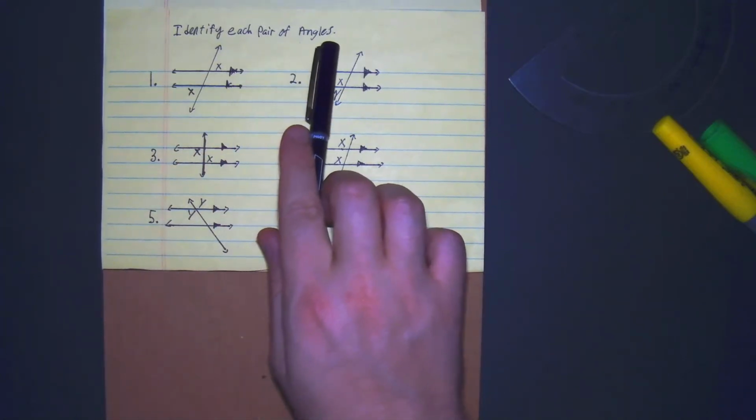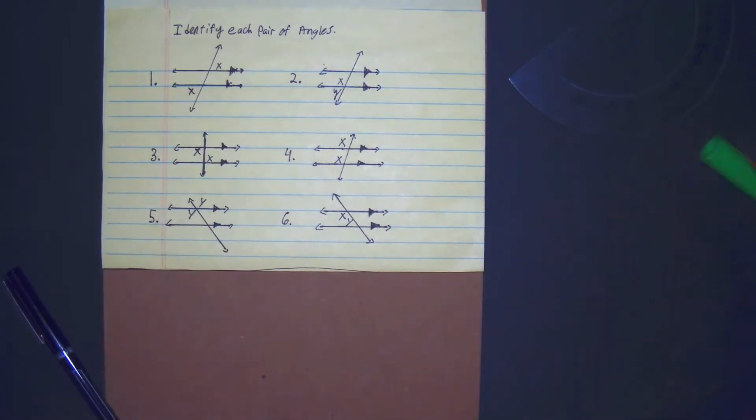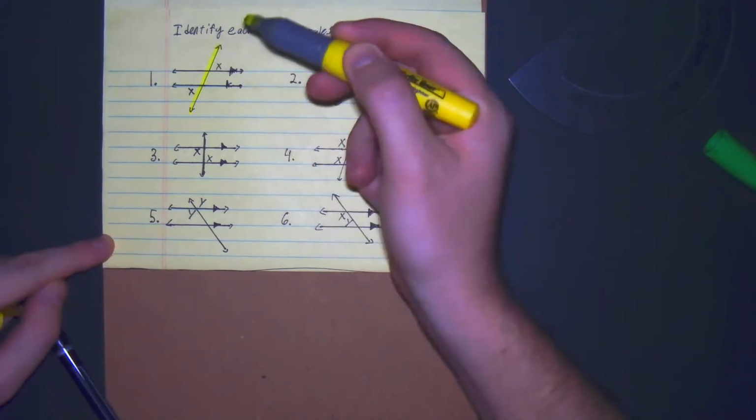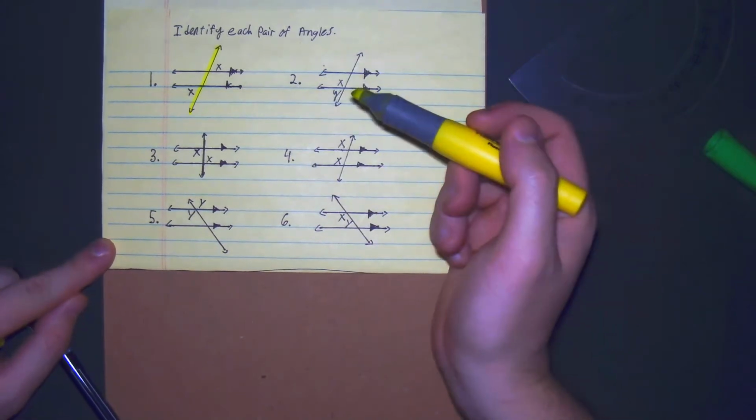Identify each pair of angles. Let's take a look at number 1. Number 1, we have a transversal. These arrows represent parallel lines.